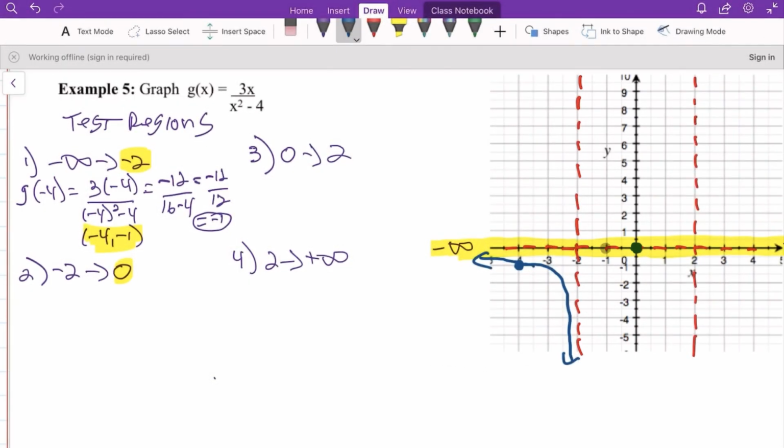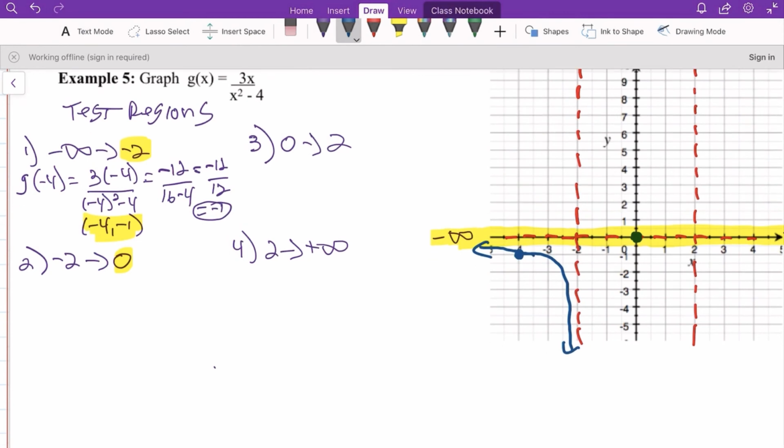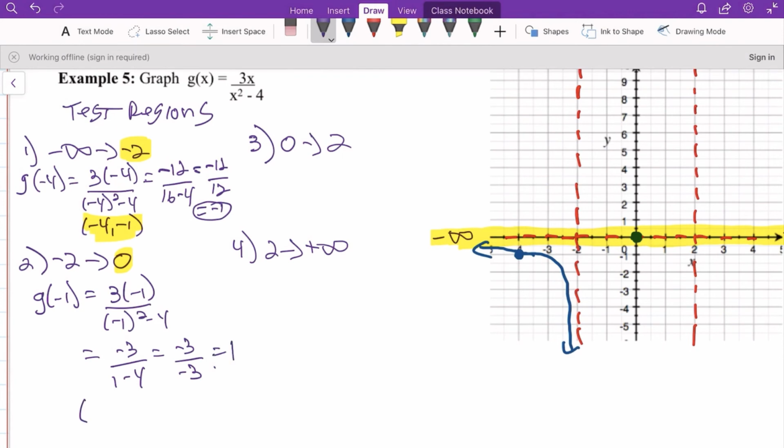So we need to pick a point in the region negative 2 to 0. So let's do negative 1. So we're going to do g of negative 1. And it's going to be 3 times negative 1 over negative 1 squared minus 4. And then we can just simplify this. So this is going to give us, in the numerator, negative 3. And then we're going to have 1 minus 4. So this is going to be negative 3 over negative 3. So this is going to give us a value of 1. So we have the test point, negative 1, comma 1.